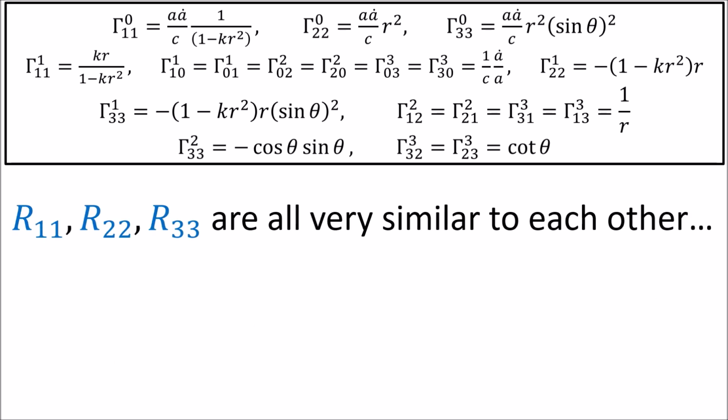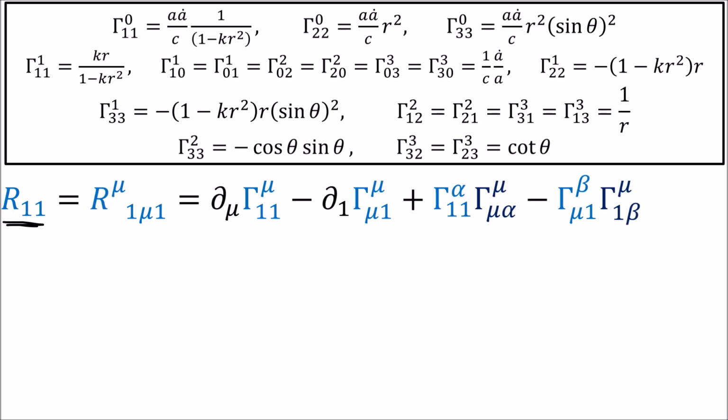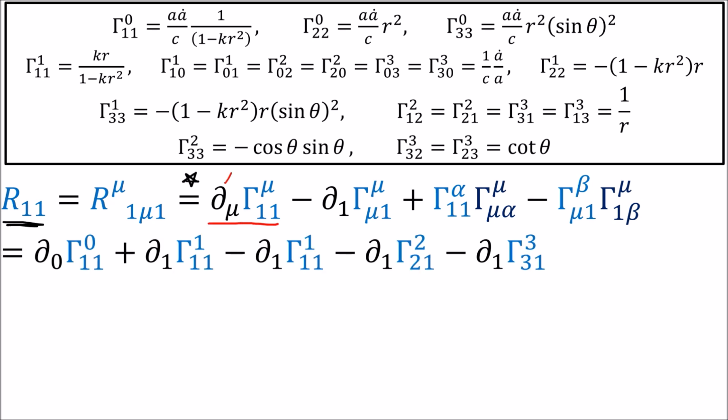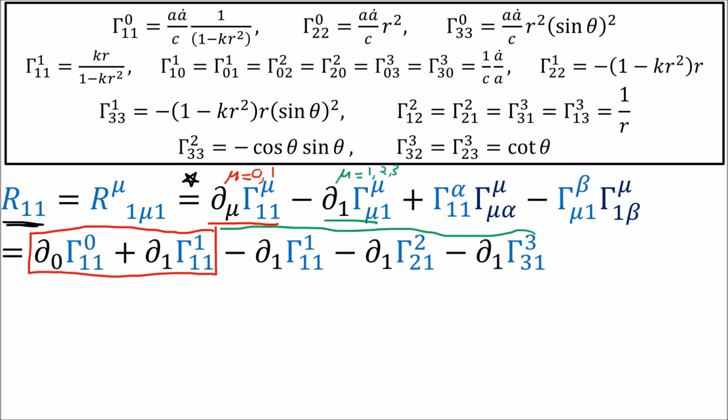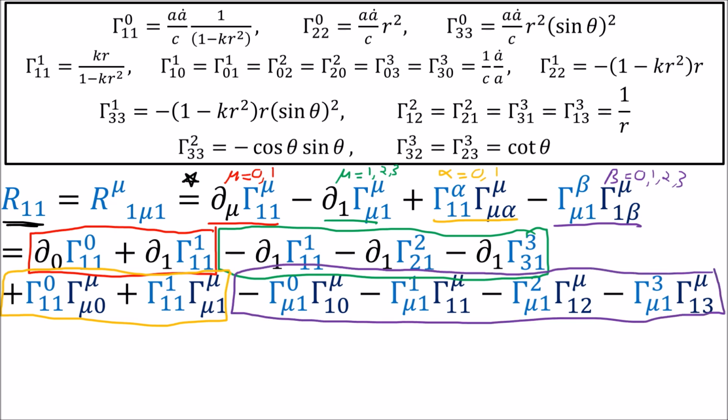Now, the 1, 1, 2, 2, and 3, 3 components of the Ricci tensor are all very similar to each other. So I'm going to get the basic formulas for them involving the connection coefficients, and then compare them and look for similarities. So R11 is defined by this formula. The non-zero terms in this summation are for mu equals 0 and 1. And for this summation, it's mu equals 1, 2, 3. This alpha goes over 0 and 1, and this beta goes from 0 to 3.